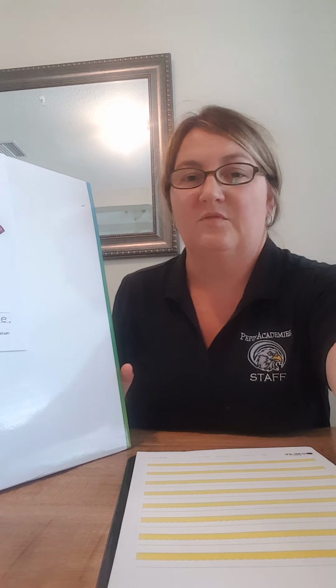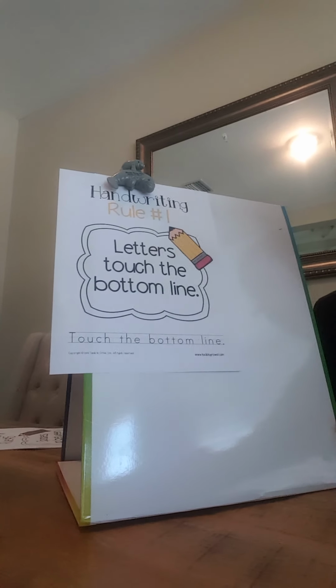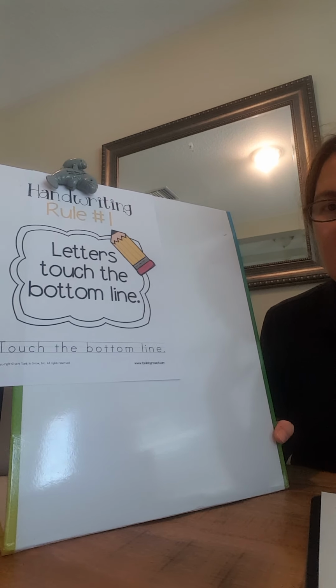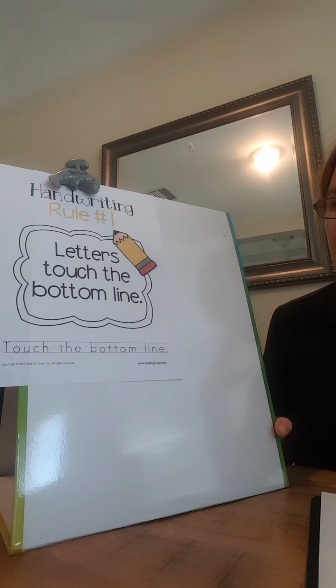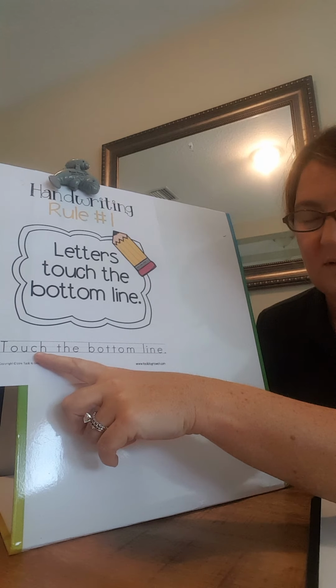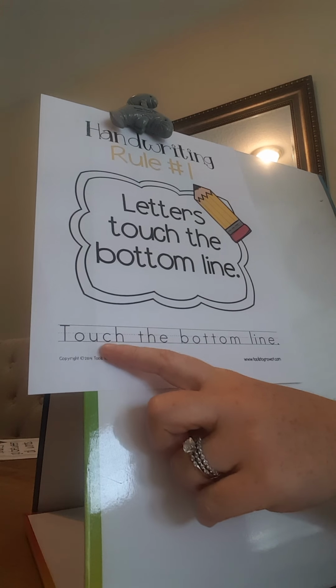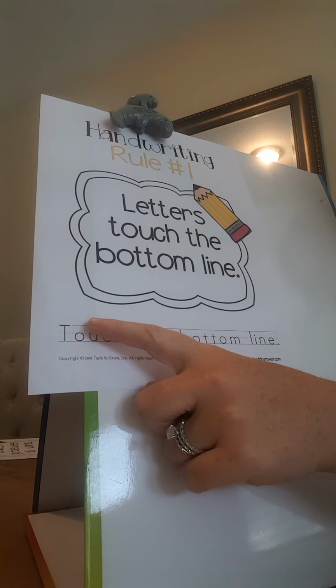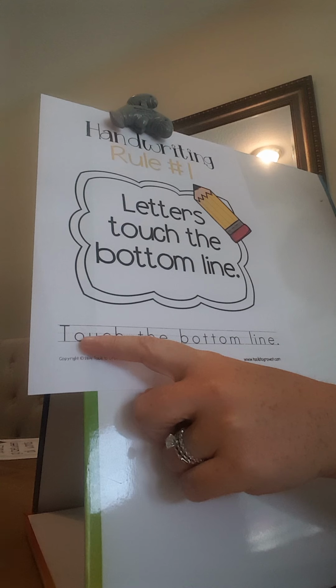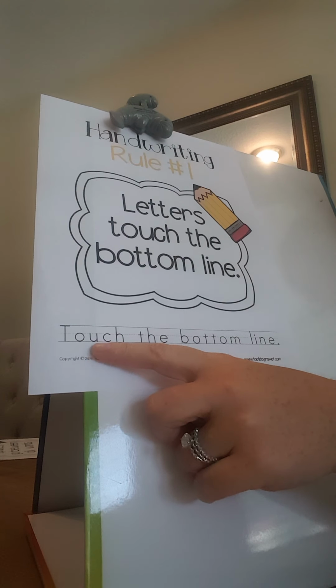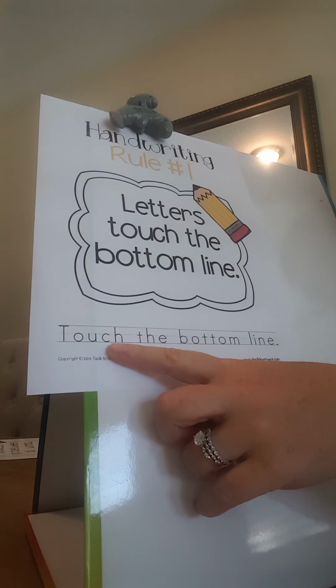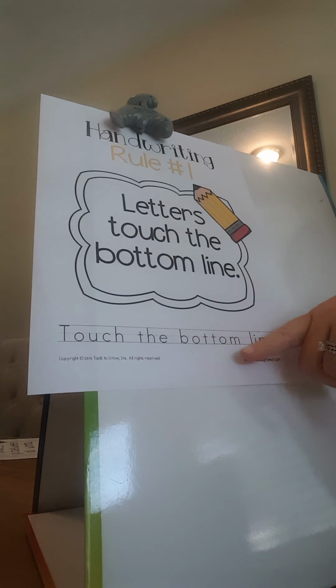Okay, so I have my little board over here. I don't know if you can see it. Let me move it over. Okay. Handwriting rule number 1. Letters touch the bottom line. All right, so you see in the example, I'm going to move it a little bit closer, that our letters start at the top and go to the bottom. And they all end up touching the bottom line. So it says touch the bottom line.